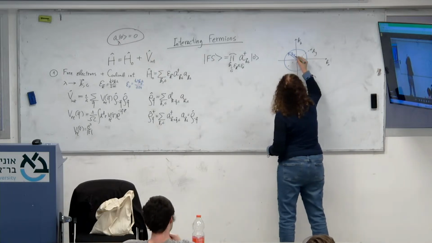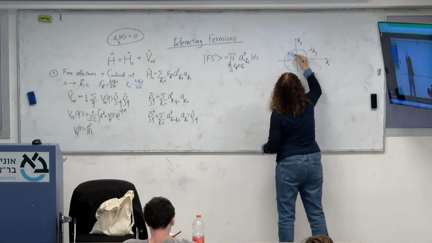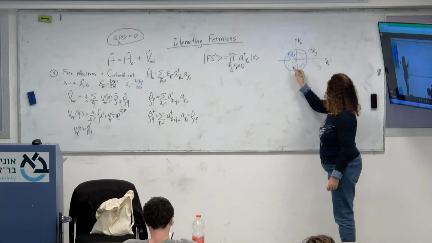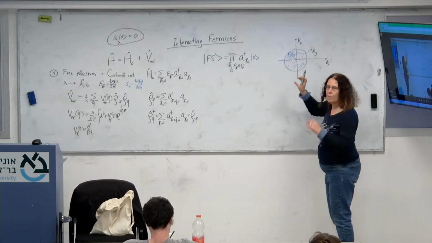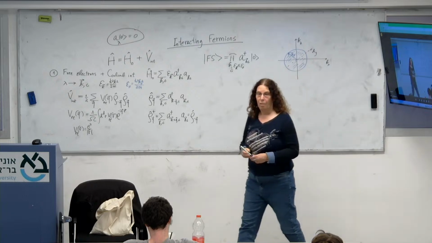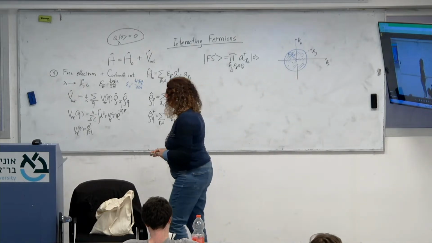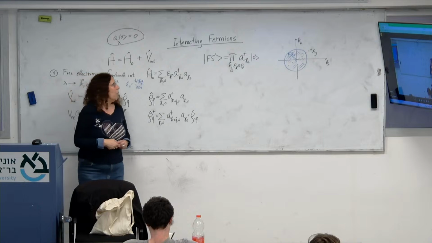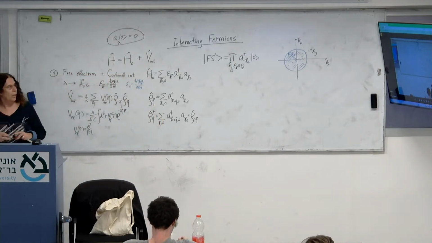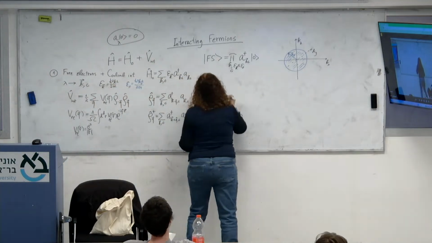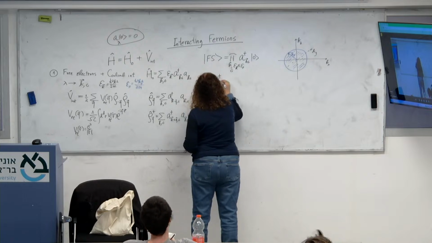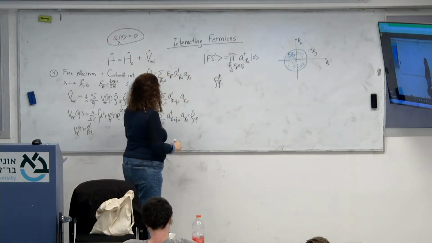And this is how the ground state looks. All the states inside the ball are occupied, and everything else is empty. Okay. Now, when I'm applying a density operator on this, let me take rho Q, because it's simpler.